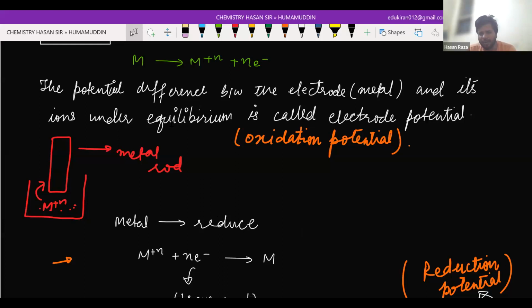Potential. So the electrode where oxidation takes place, generally at the anode, that is your oxidation potential, and at the cathode, which is on the right hand side, is where reduction takes place. So that is your reduction potential, right?